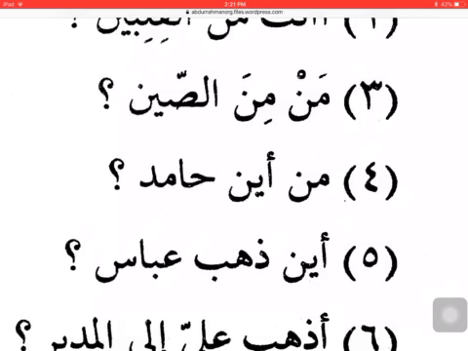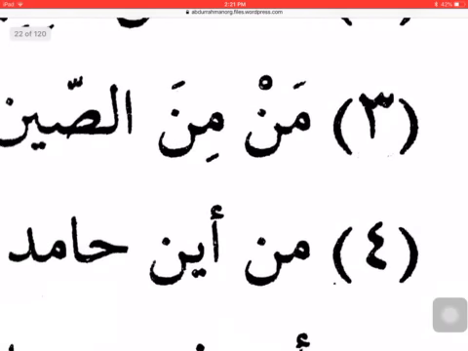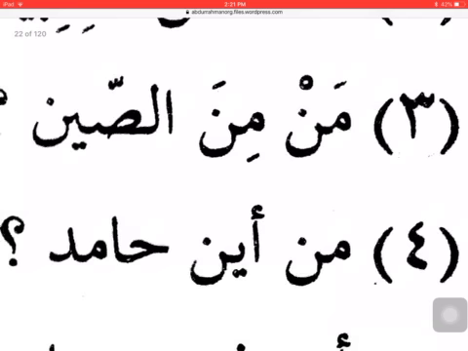Min aina Hamidun, where is Hamid from? Hamid was from India, so Hamidun min al-Hindi, Hamid is from India. I want you to notice something. There are two words. The spelling is the same, Mim Noon. One of them has a fatha on the Mim, Man. The other has a kasra on the Mim, Min. The word Man is a questioning word. It means who. The word Min is a harf and it means from.